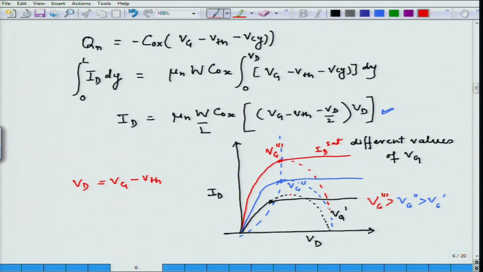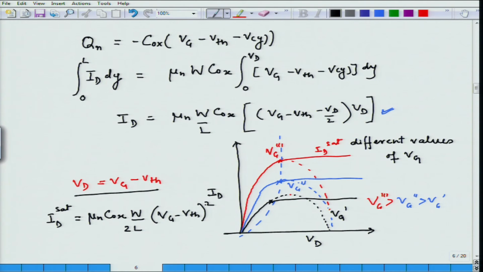So, in order to get the value of I_D saturation, if we replace V_d equal to V_g minus V_threshold, by substituting this in the earlier equation, we can calculate I_D saturation, which comes out to be equal to mu_n C_ox W divided by 2L times (V_g minus V_threshold) squared. So, you can see this behavior is right. The saturation value does not depend on V_d, it only depends on what gate voltage I am at, and that would decide my saturation value.